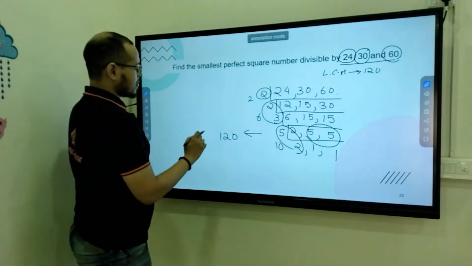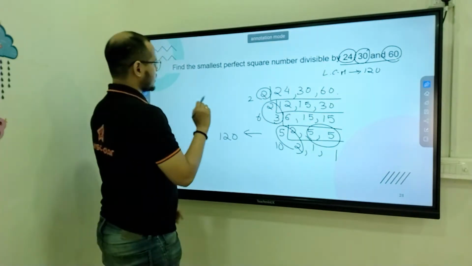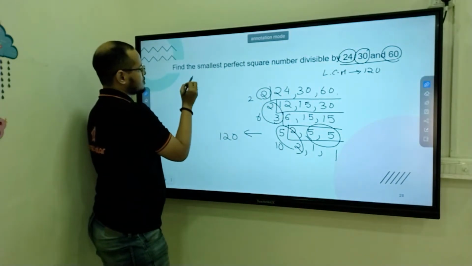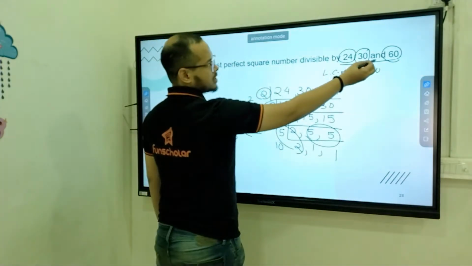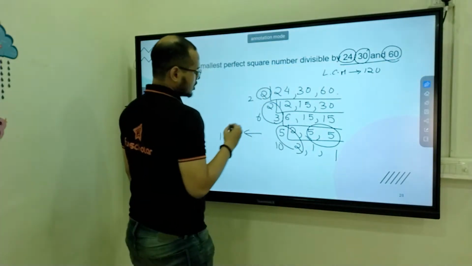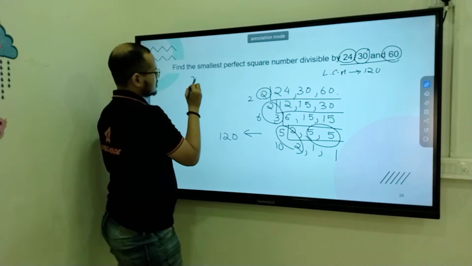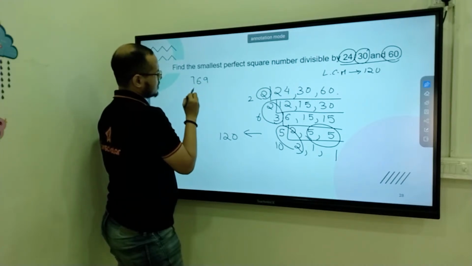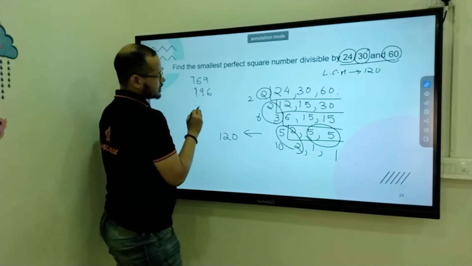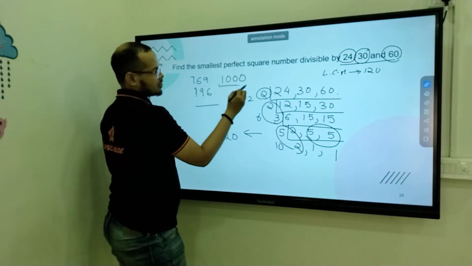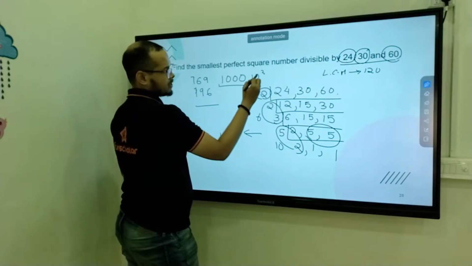Okay, so let's see all the perfect squares. Let's write it down. We know it cannot be lesser than 60. So what is the perfect square greater than 120? So 169, then 196, like that it will continue. But we already know 1000 is not a perfect square. It is 10 to the power 3. It's a perfect cube, not a perfect square.